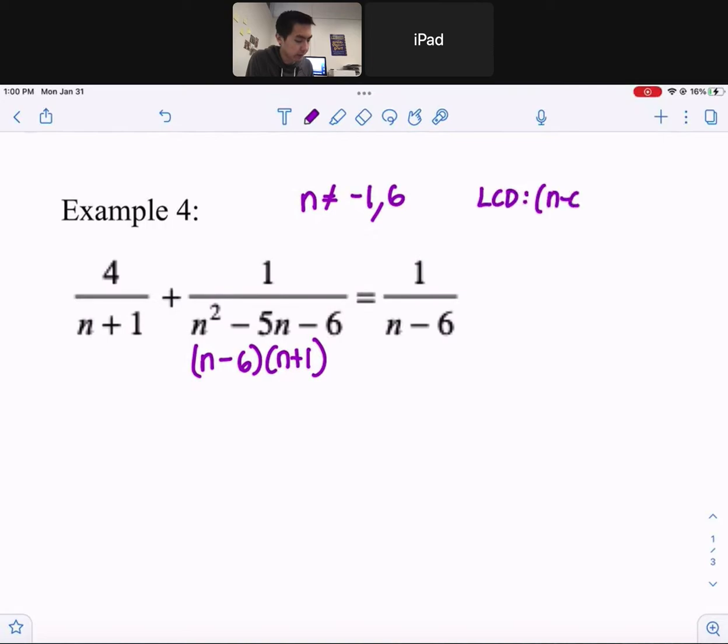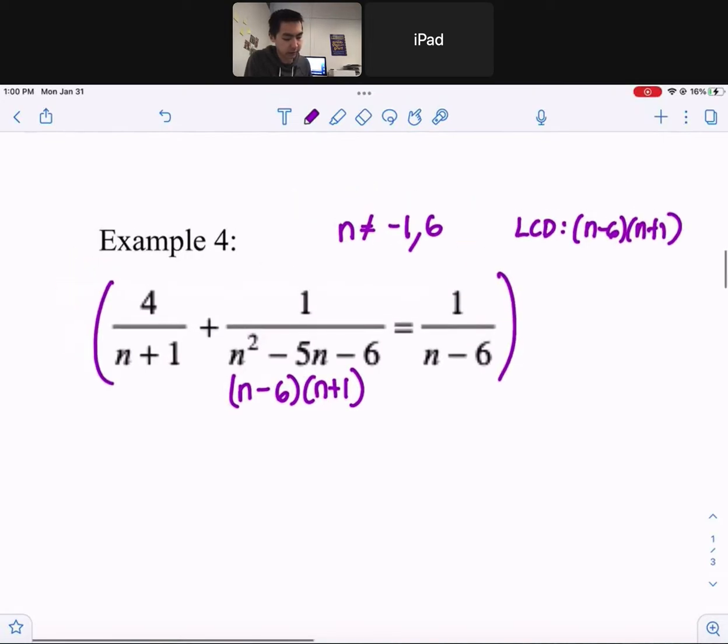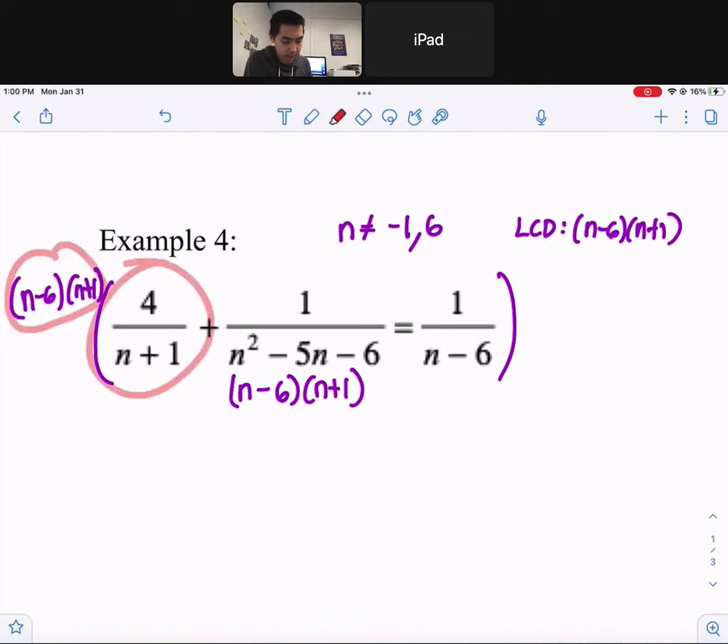LCD is n minus 6 times n plus 1. So we're going to multiply all this by the LCD of n minus 6 times n plus 1. So this times this, you guys, the n plus 1's cancel. So we're just left with 4 times n minus 6.